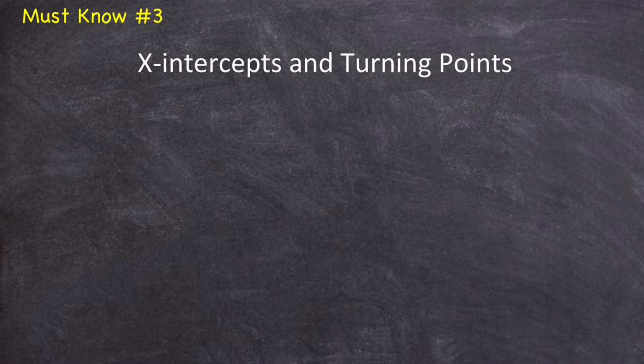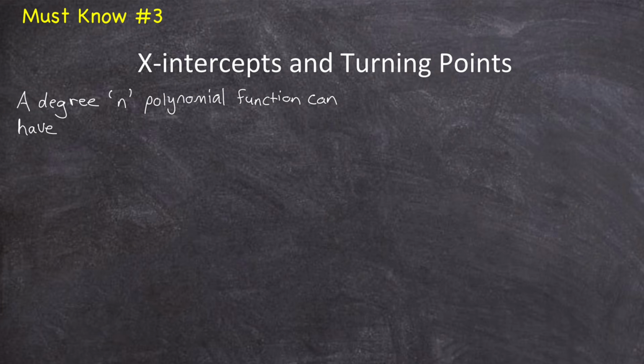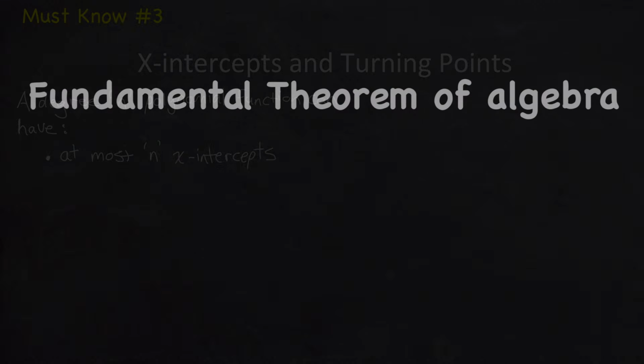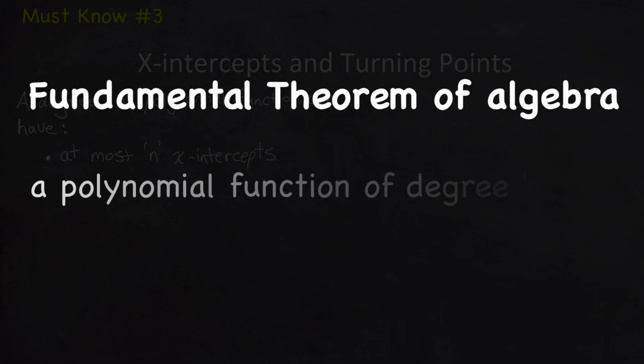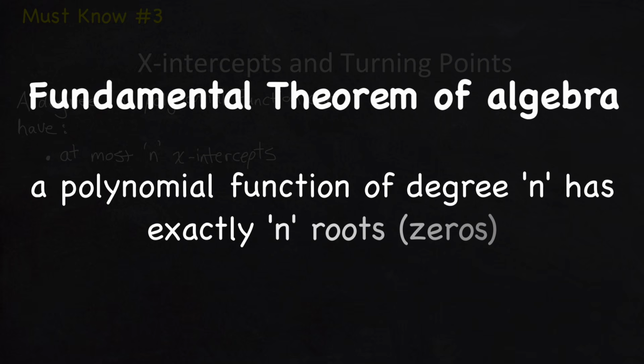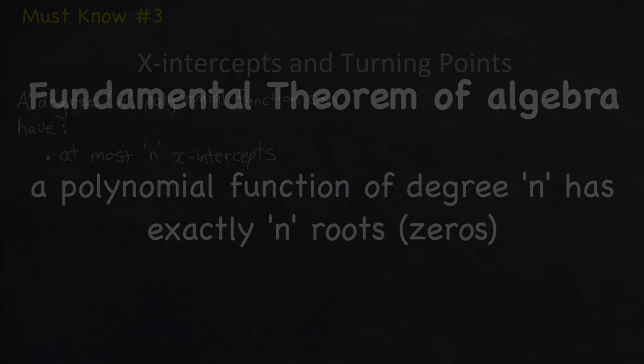Must know number 3: x-intercepts and turning points. A degree n polynomial function can have, at most, n x-intercepts. Now there's something called the fundamental theorem of algebra, which tells us that a polynomial function of degree n has exactly n roots, or n zeros.